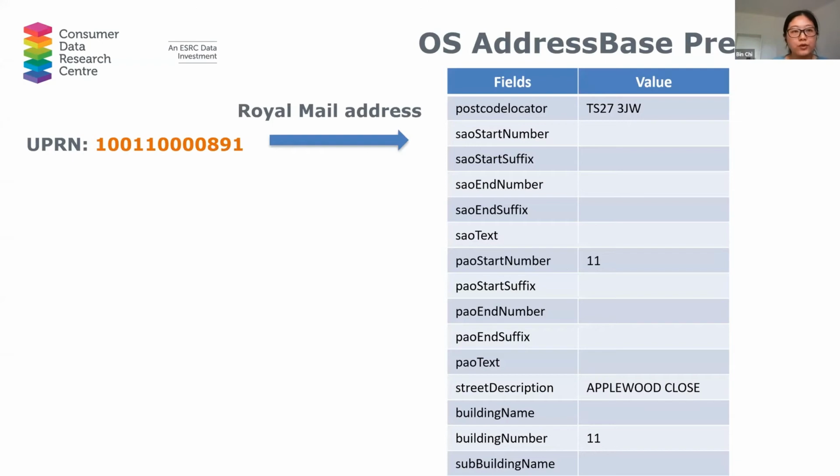The second data set we use is OS address-based data. I personally believe this is the most powerful address information data in the UK. It covers all the commonly used address systems in the UK. Here I only list the two address systems we use in this research, which are the UPRN and the Royal Mail address.